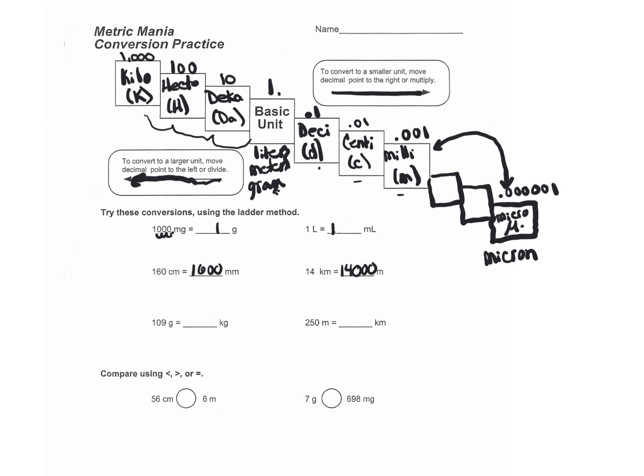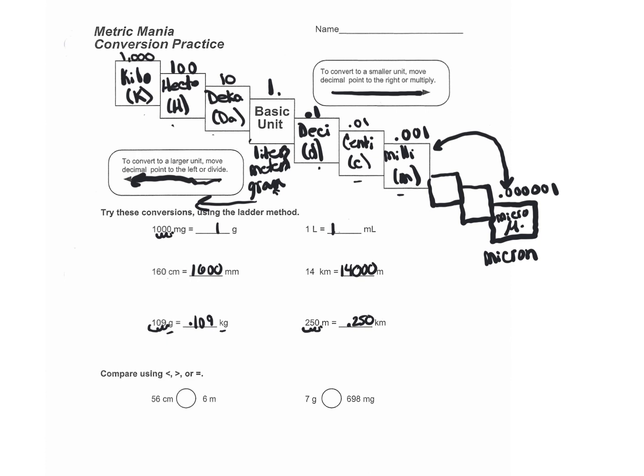Now the next two are going the other direction. So we're starting with grams and going to kilograms. So we're moving to the left 3 spaces. So your decimal place starts here, 1, 2, 3, you get 0.109 kilograms. Same thing over here. Here's your decimal place, 1, 2, 3, 0.250.